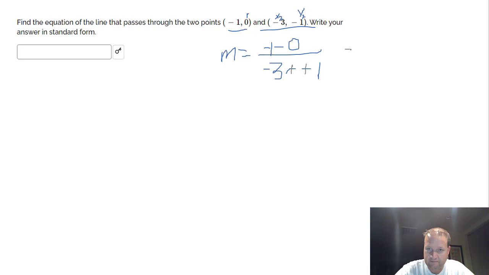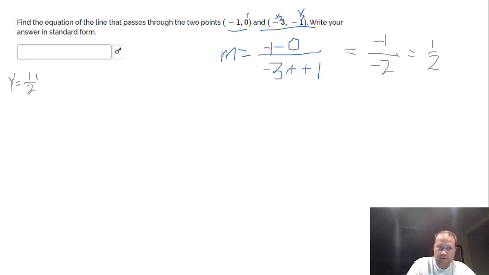And that gives me, on the top, it looks like I have a negative 1 minus 0, that's negative 1. And on the bottom, I have negative 3 plus 1, that's negative 2. And that's a negative over a negative, which is a positive. So right now I know my slope is 1/2. So right now what I have in slope-intercept form is this. I have y equals mx, so the m is 1/2. There's your 1/2 x. Plus b, which I don't know.